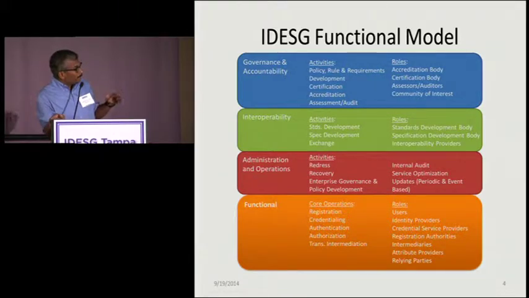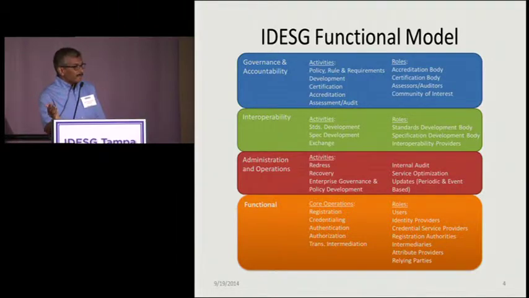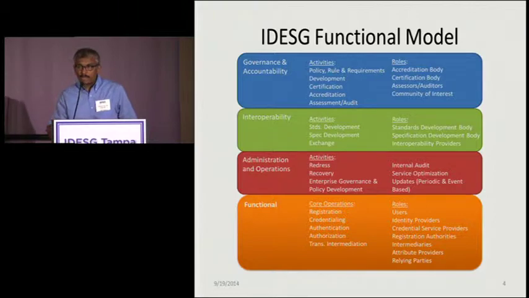After the basic functional layers, we envisage that the ecosystem will have administration and operation activities, right? Obviously we need that. Redress, recovery, enterprise governance, audit, policy development, obviously, and any updates. So we have identified some core activities that the ecosystem itself needs to provide to glue the fabric, so to speak, of the ecosystem.